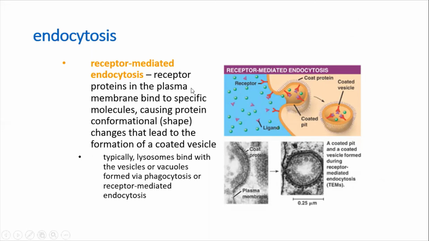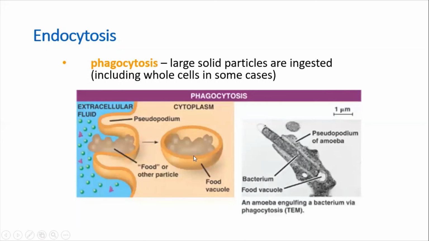So there are receptor proteins in the plasma membrane which bind to specific molecules, causing a protein conformational change. So, sorry. When I say receptor mediated, it means where I have talked about the clathrin coats. Okay. That much you have to remember there.